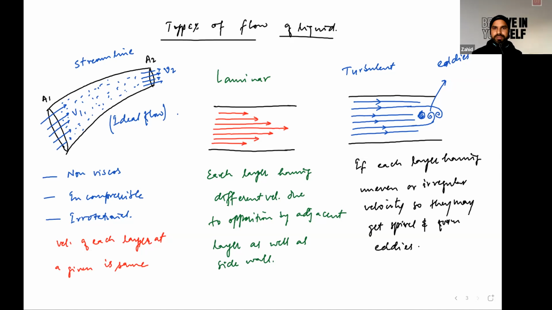So we mainly have these three different types of flow of liquid, in which the first one is ideal flow, which is also called streamline, which is possible only if liquid is non-viscous, incompressible, and irrotational. Yusra, do you have any doubt till this part? No, sir. Can you read the red part in the first streamline flow? Velocity of each layer at a given instant is the same. Okay, sir. Suppose you are considering this particular instant. At that instant, each layer will move with the same velocity as there is no viscosity between them.